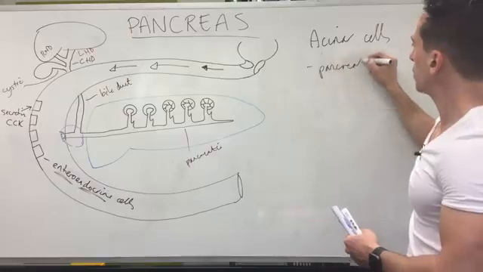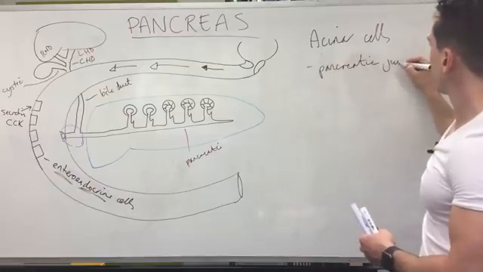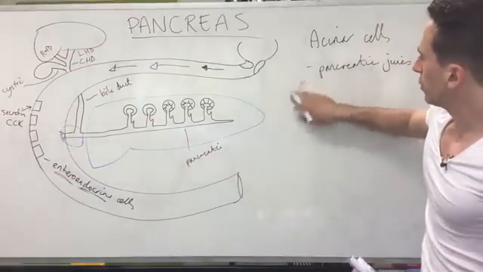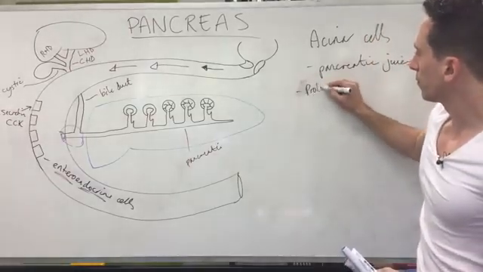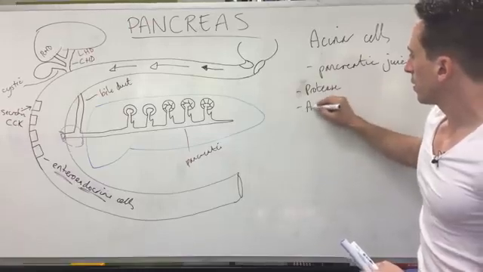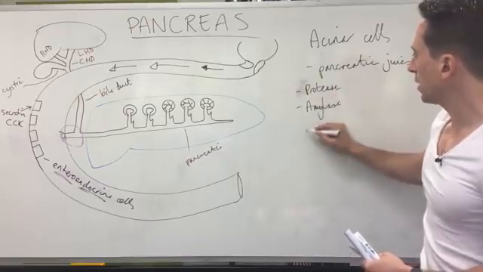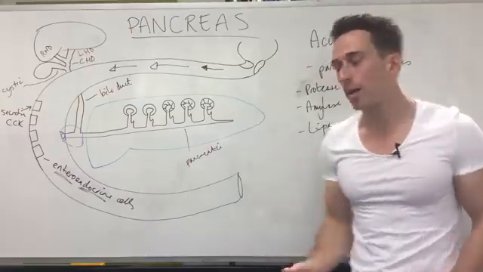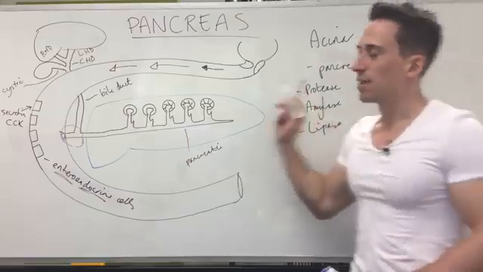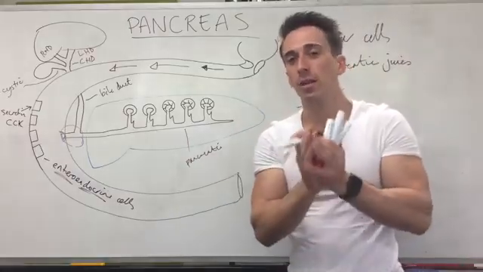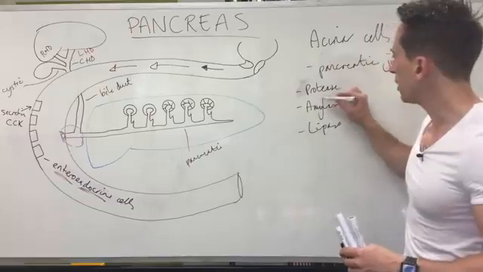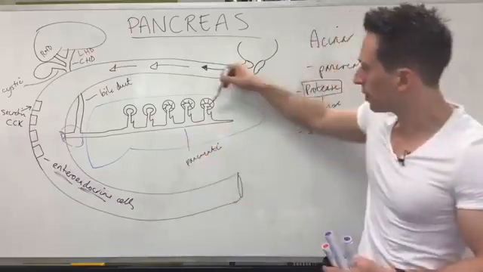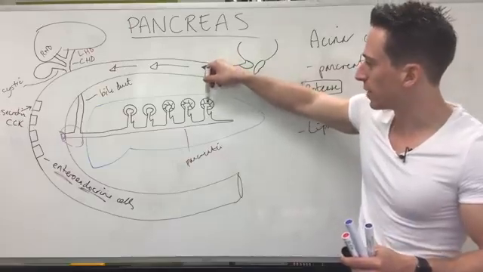And what we call pancreatic juices are proteases, amylase, and lipase. Protease, amylase, lipase. They break down proteins, fats, carbs. They cumulatively are the pancreatic juices. Now, an important point is that the proteases, for example, are inactive in the acinar cells and are still inactive when they're released from the acinar cells.